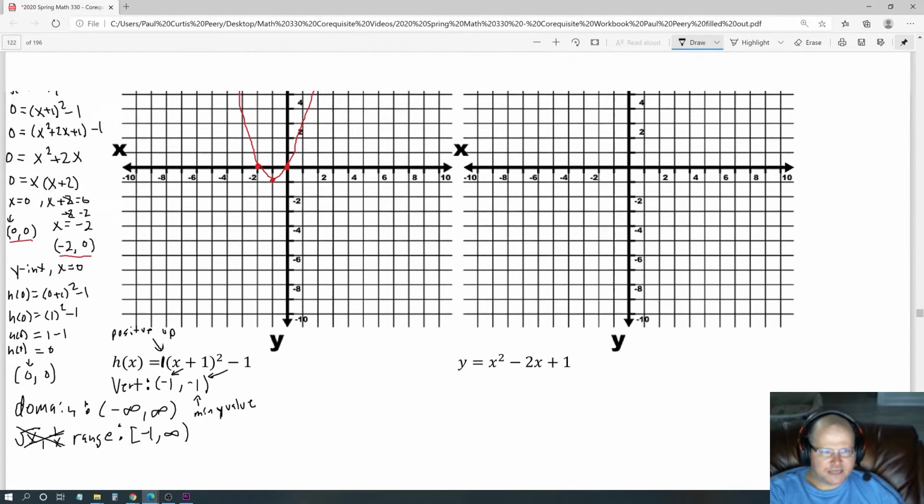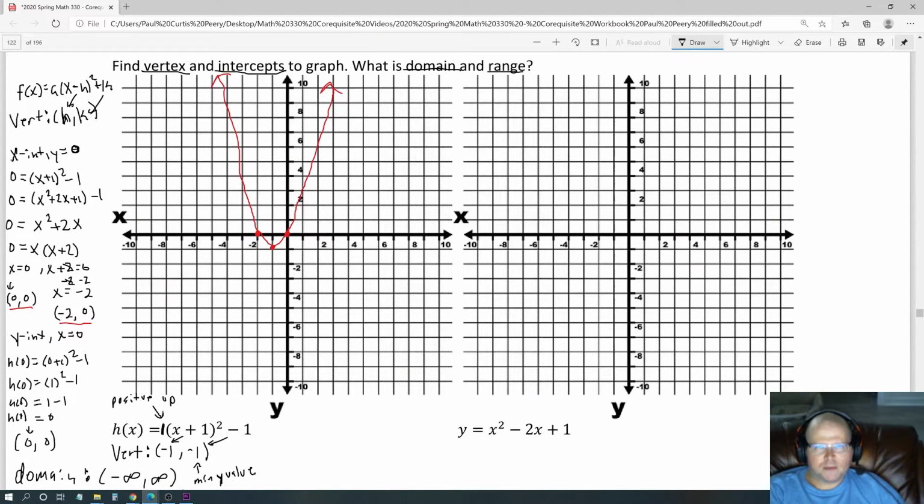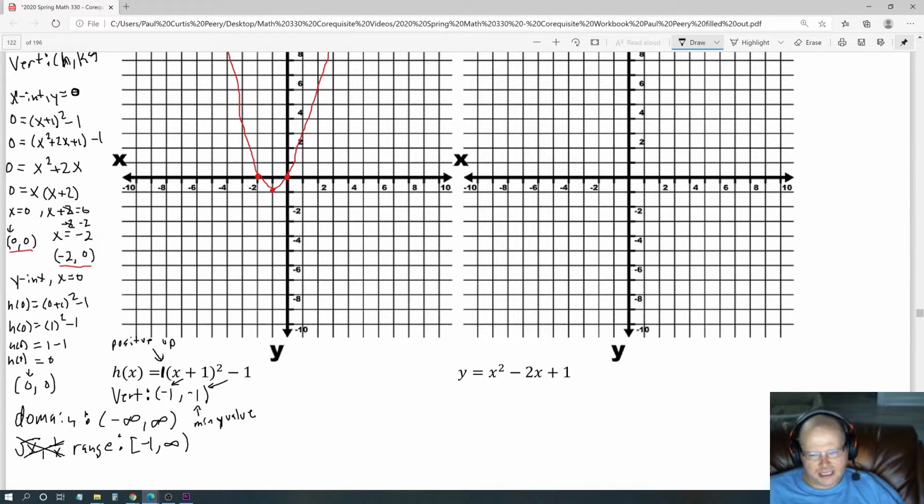Let's see what else they're asking. I think they asked for domain and range. What is the domain and range? Okay, and we did that. So let's try the next one. The next one's a little bit different.